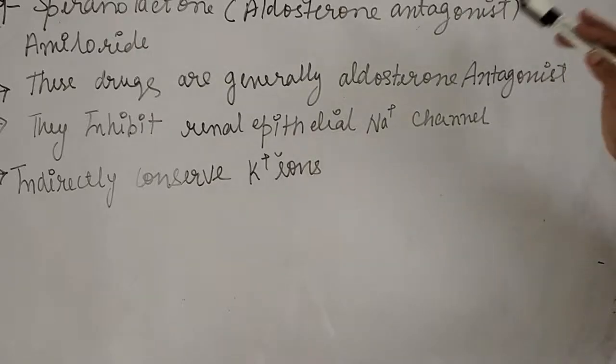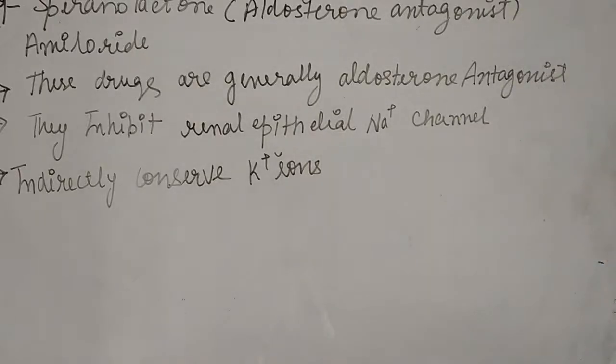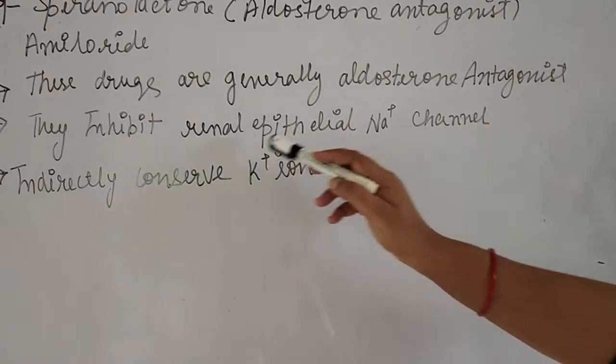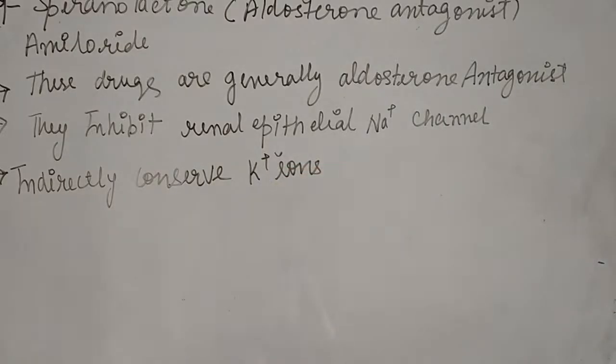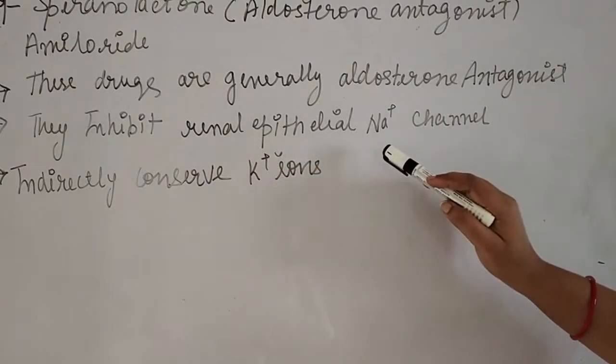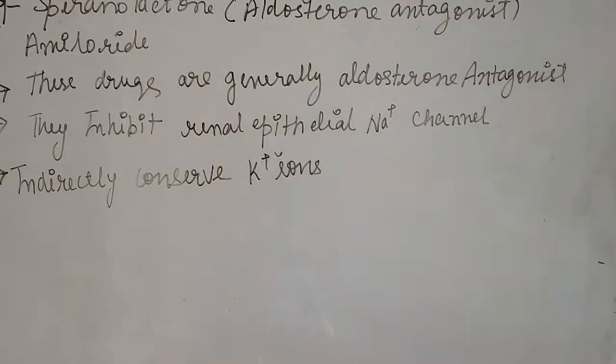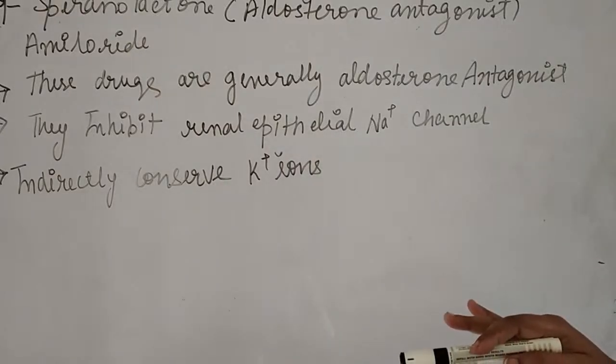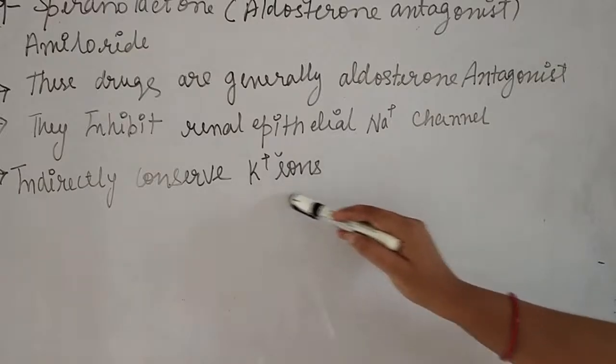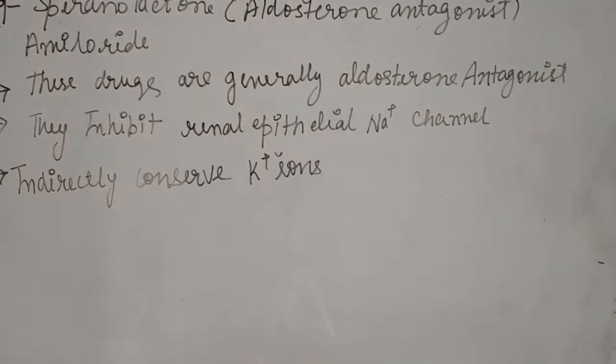That is why they are known as potassium sparing diuretics, meaning indirectly they are retaining the potassium ion concentration in the body, because the sodium ion reabsorption will be inhibited, and to maintain the electrical potential, the K plus ions will be conserved. So these diuretics are indirectly conserving the potassium ions in the body. That is why they are also known as potassium sparing diuretics. Now let's see the diagram of how these potassium sparing diuretics work.